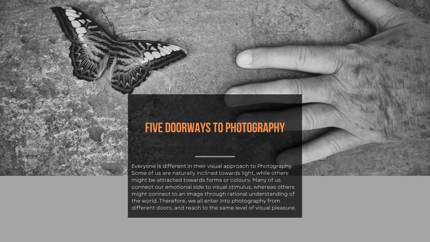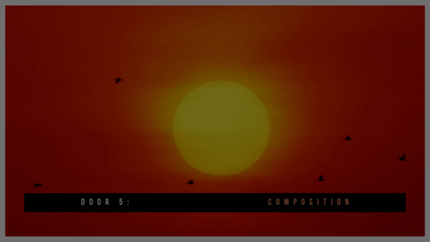We have already explained why we need different doors in photography, because everyone is different and we connect with photos in our own unique way. So everybody enters into the visual world of photography through different doors. So today we are going to explore door 5, which is composition.